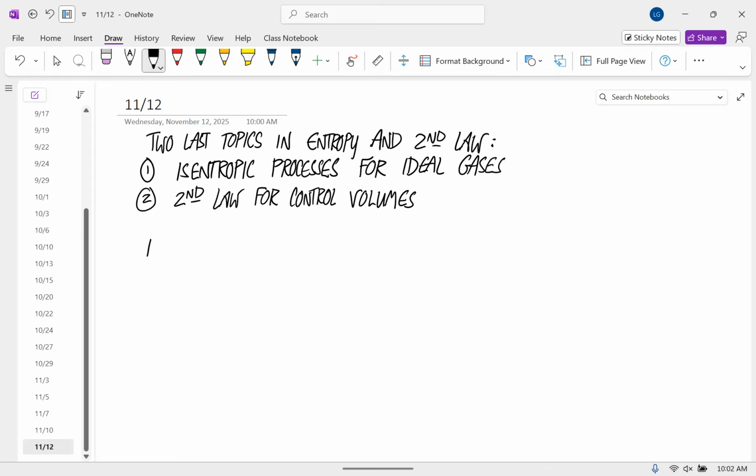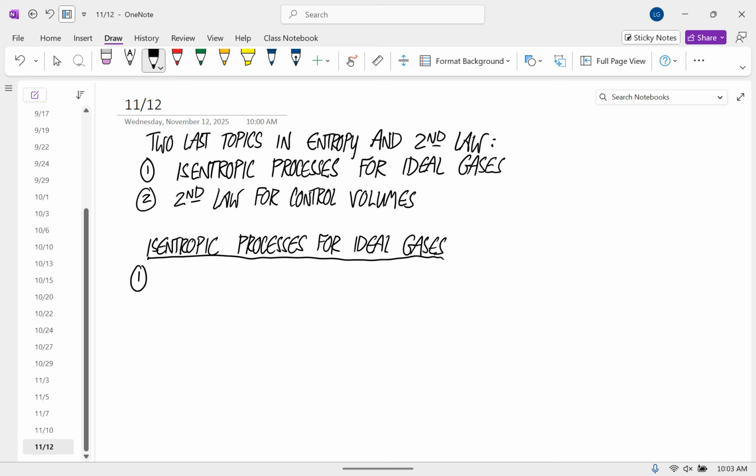Okay, so we're going to start with isentropic processes for ideal gases. And this requires two things. So for a process to be isentropic, this is actually true for anything, not just ideal gases, but it requires that there's no heat transfer across the boundary, no heat transfer to or from the system.